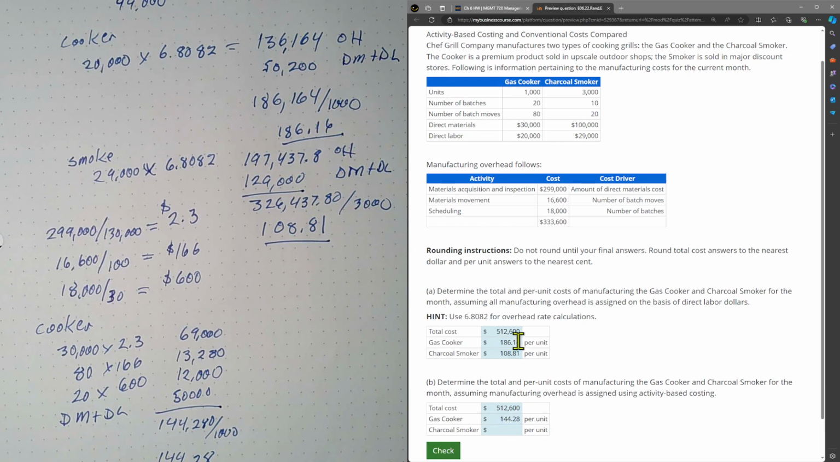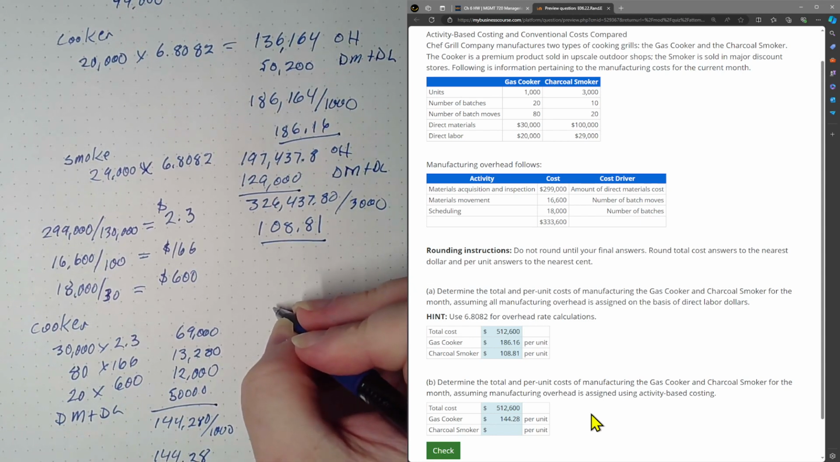So you see there's a pretty big difference between using just labor dollars, just one cost driver, versus using 3 cost drivers. We're getting a more accurate, a $40 difference, which is around 20%.